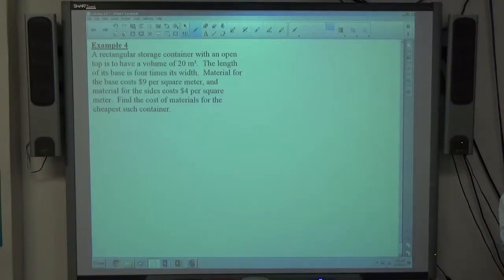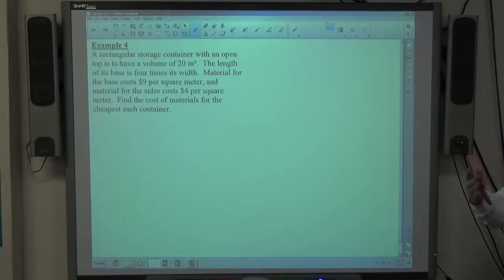Okay, example 4 in our optimization chapter. A rectangular storage container with an open top is to have a volume of 20 cubic meters. So this starts off just like the last problem. Like example 3, we have an open container that we're trying to build, right? The length of its base is 4 times its width, so they did that kind of thing too. It said 3 times its width in the last problem.